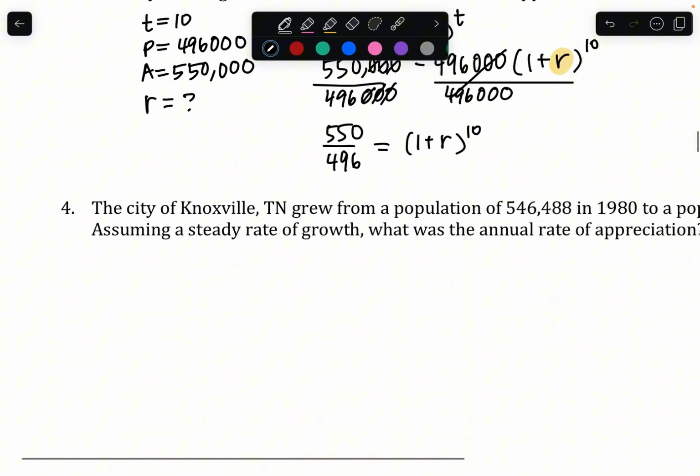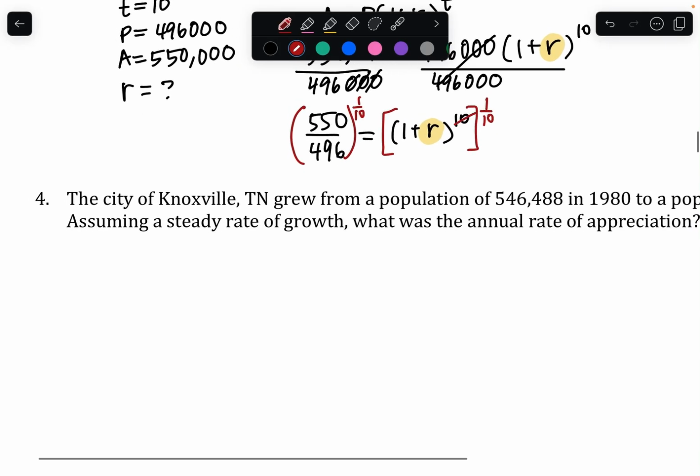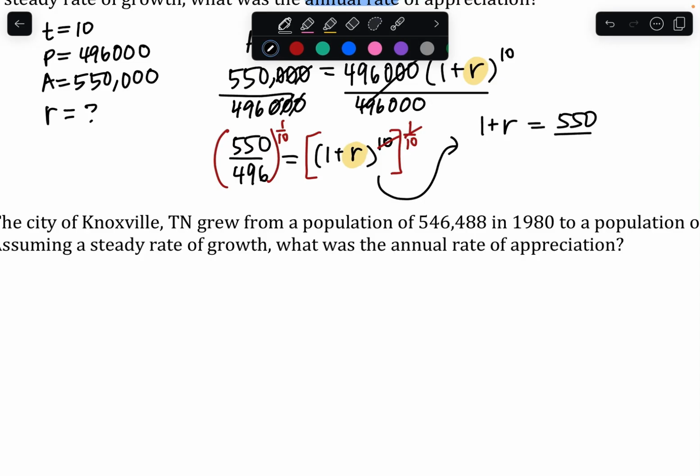Okay, next, keeping in mind we're trying to get R, we have to get rid of this power of 10. And so the way we do that, which you may remember from our radicals unit, is we can raise this to a 1/10 power. Raise that to a 1/10 power. And so now my 1 plus R is free. And it equals the 550 over 496 raised to the 1/10 power.